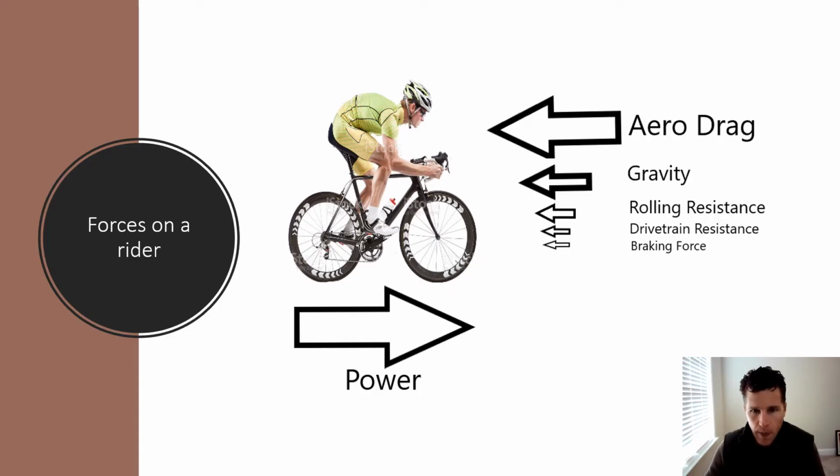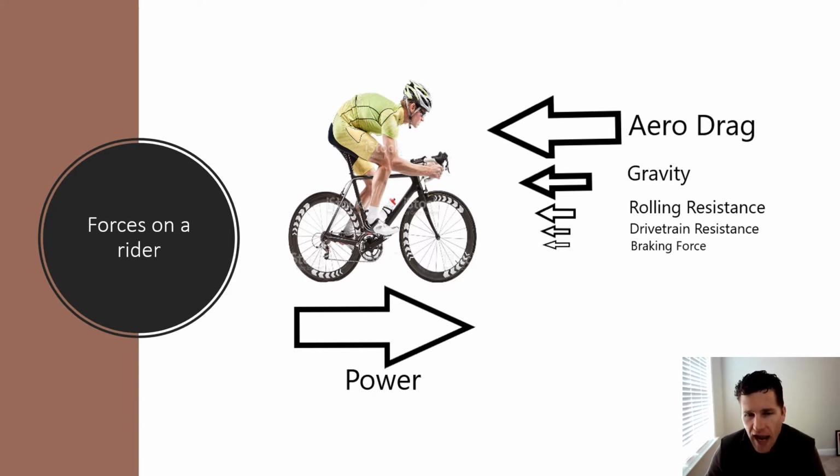So how fast you go on the bike is basically determined by how hard you're working, which is your power output, minus all these opposing forces: aerodynamic drag, gravity, rolling resistance, drivetrain resistance, and braking force.